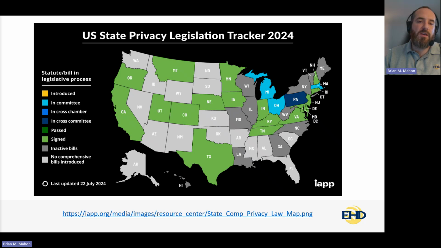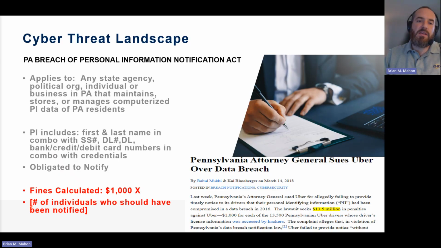So Pennsylvania currently does not have their own privacy law, but it's in committee. We do have a breach of personal information notification act. This has been used once against Uber. They lost 13,500 Pennsylvania Uber drivers' licenses. And this eventually turned into kind of a nationwide class action lawsuit. But just the Pennsylvania piece, they were fined $1,000 per record, for $13.5 million, through the Attorney General.